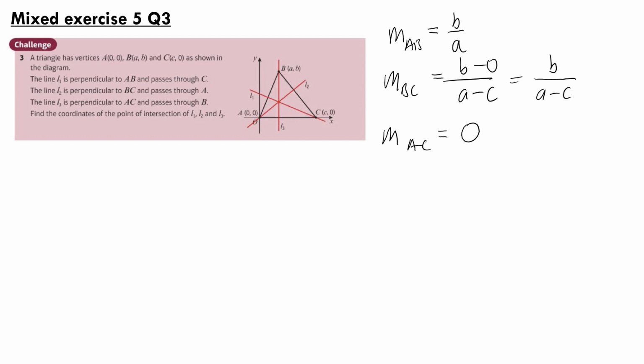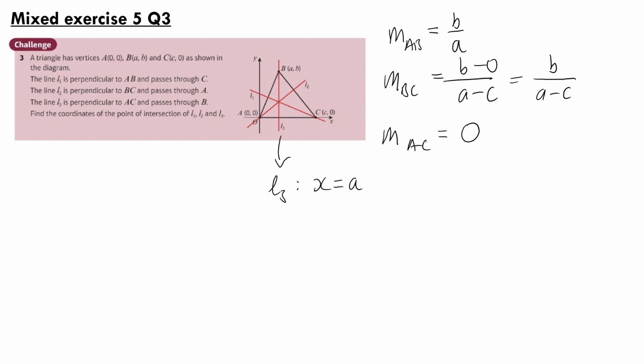Okay, so we can start by looking at the easy line. That is the vertical line, which is going through the point B and perpendicular to AC. So this line, which is L3, is just the line x = a.